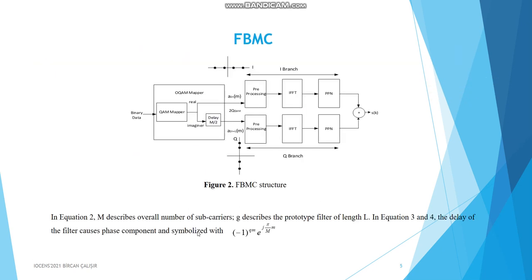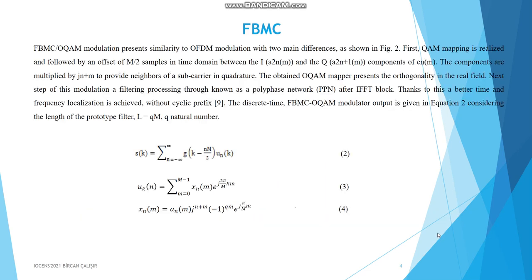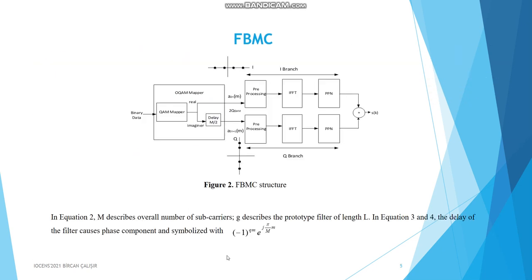In equation 2, M describes overall number of subcarriers, G describes the prototype filter of length L. In equation 3 and 4, the delay of filter causes fast components and is symbolized with this equation.